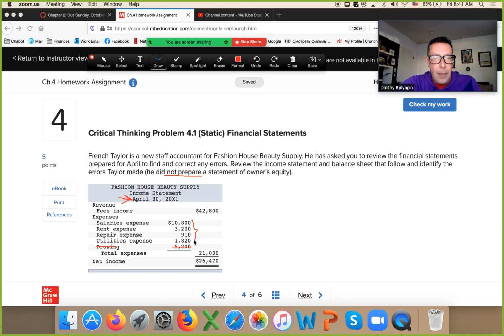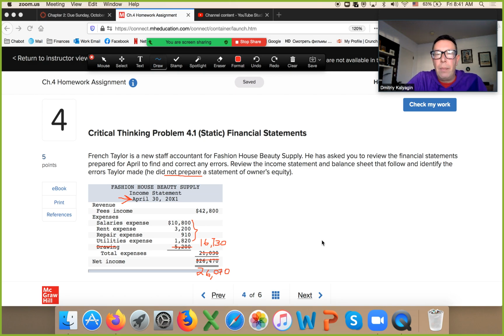Add up these 3 expenses. Let's take 10,800 plus 3,200 plus 910 plus 1,820. We get 16,730 total expenses. And then your net income is the difference between revenue, $42,800, minus expenses, so it should be 26,070. So this is your net income. Okay, so you use this data and you enter it and prepare the correct income statement.